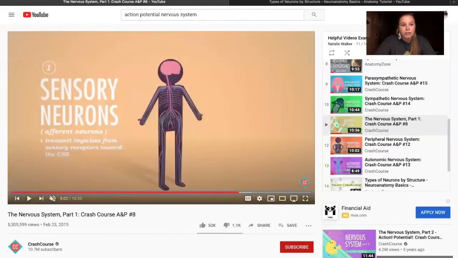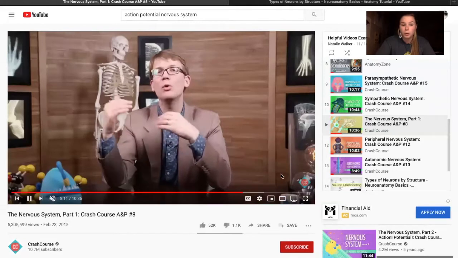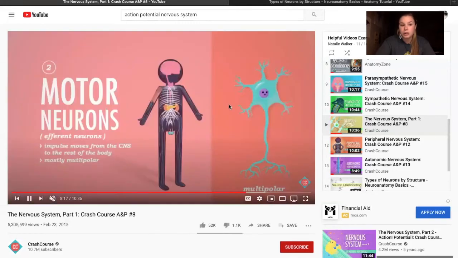We have sensory neurons, which are known as afferent neurons. They transmit impulses from the sensory receptor to the central nervous system. So if there's something on our leg, you see this little firing going up towards the nervous system. We're sensing something. Usually these are unipolar, though I don't think you actually need to know that. And then we have motor neurons. You see how it's radiating out from the central nervous system and going down to wherever we need it to be. It's efferent, so it's exiting the central nervous system to the rest of the body, and these are usually multipolar.